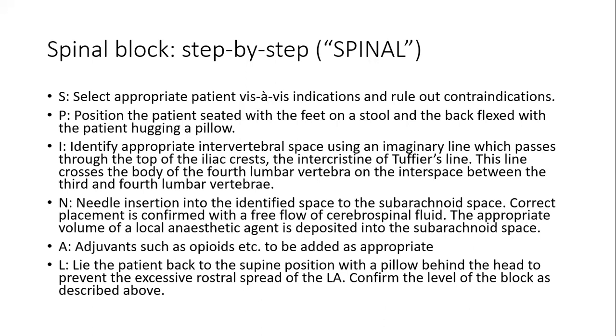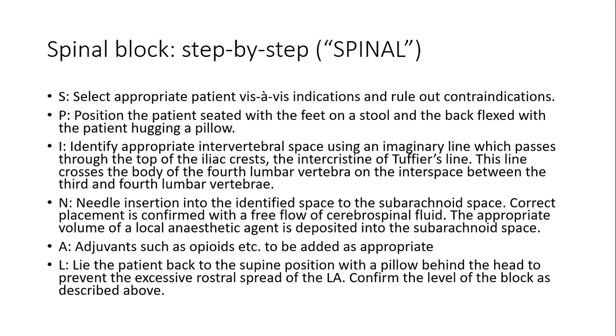I know that some also do lateral, but for the sitting position, you want to position the patient seated with the feet on the stool with the back flexed. And you can actually do this by telling the patient to hug a pillow. All right. You want to identify the appropriate intervertebral space. And how do you do that?